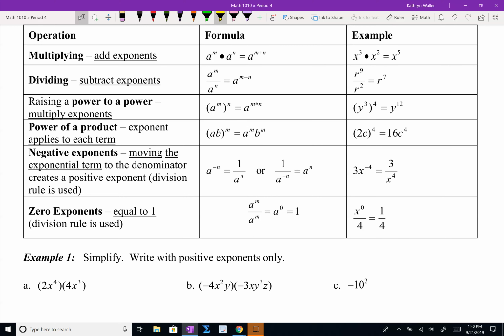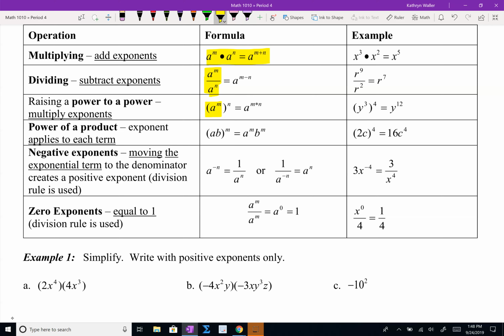Okay, so this first one right here: when you multiply and the bases are the same, you add the exponents. So look at the guy on the right, you go 2 plus 3 is a 5. When you divide, you subtract them. So look at this guy. You've got r to the 9th over r to the 2nd. Where do you have more r's, on the top? How many more? 7 more. And they would be left on the top.